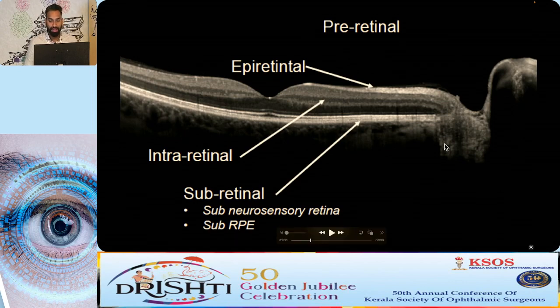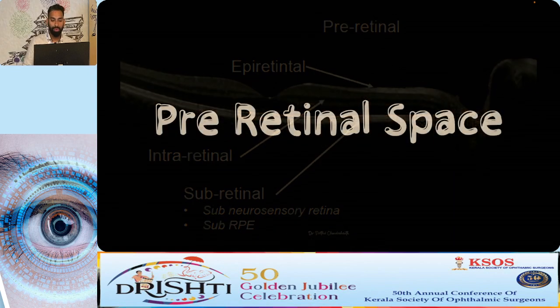So where are the lesions which you can tell? One is pre-retinal, then epiretinal, intraretinal and subretinal. And in subretinal you have the subneurosensory retinal and sub-RPE level. So whenever you describe a lesion, you can put it into all these categories.